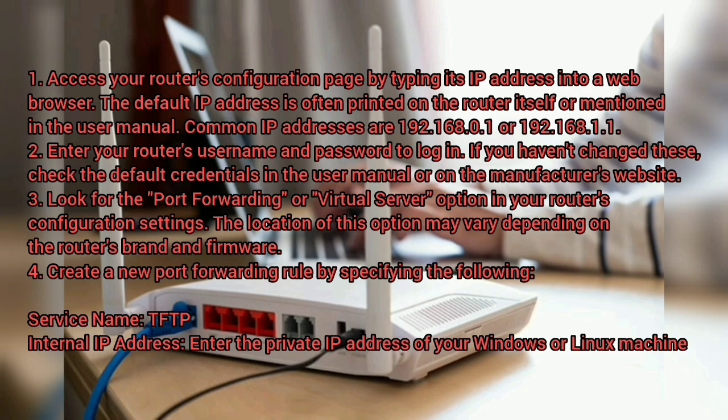If you haven't changed these, check the default credentials in the user manual or on the manufacturer's website. Look for the port forwarding or virtual server option in your router's configuration settings. The location of this option may vary depending on the router's brand and firmware. Create a new port forwarding rule by specifying the following. Service name, TFTP. Internal IP address. Enter the private IP address of your Windows or Linux machine.